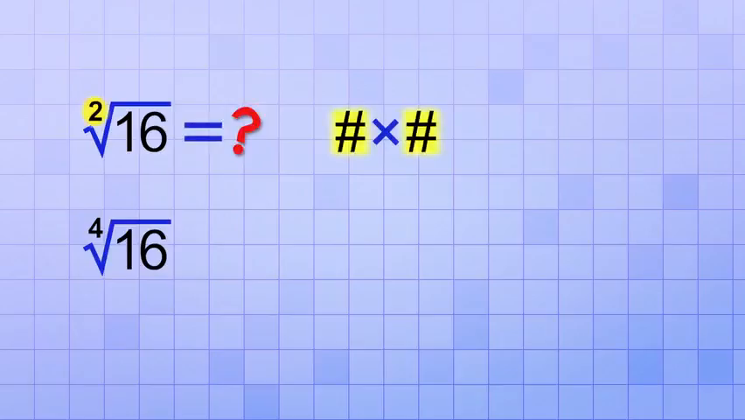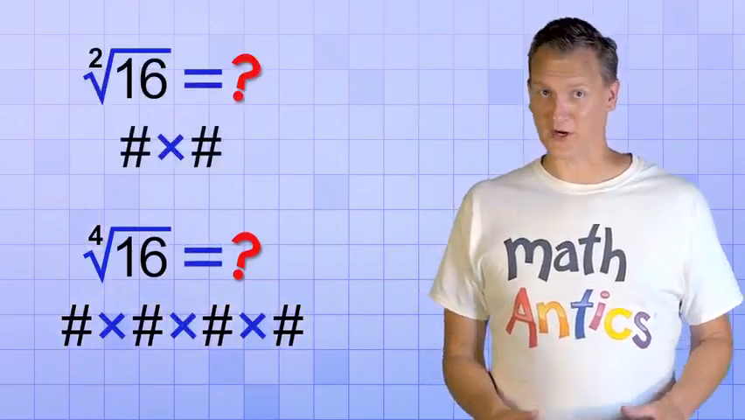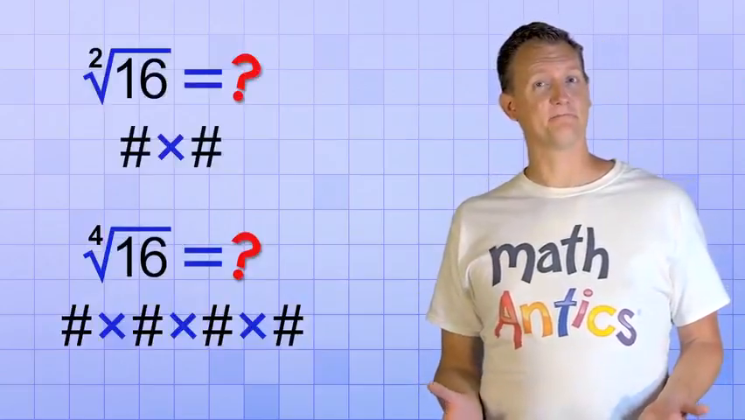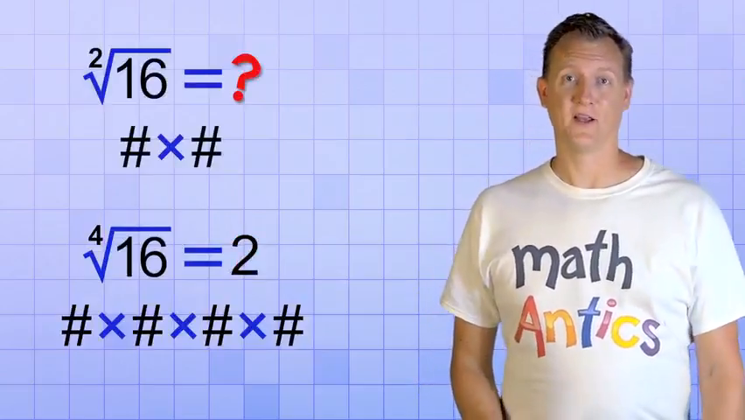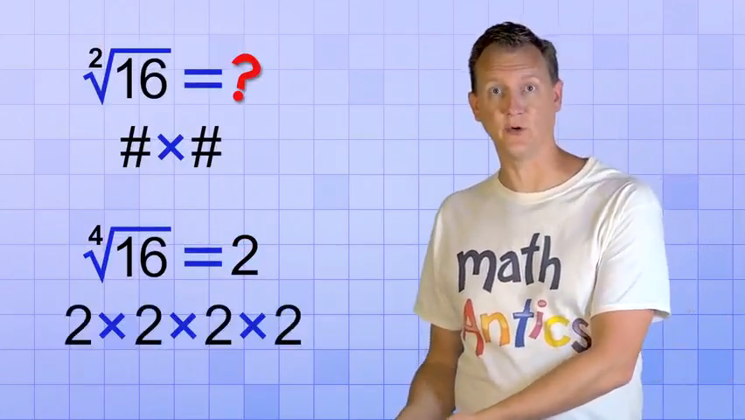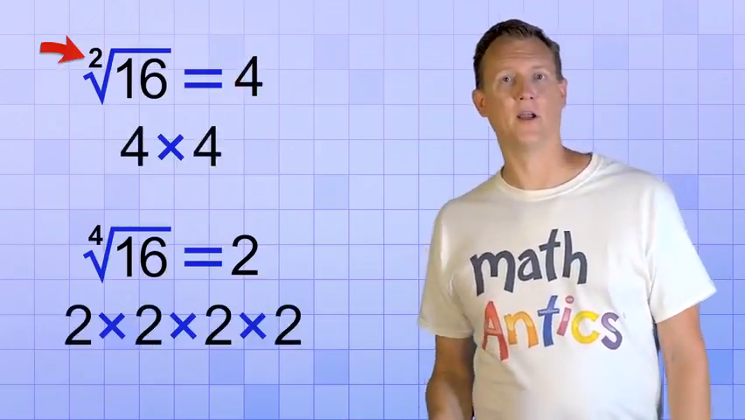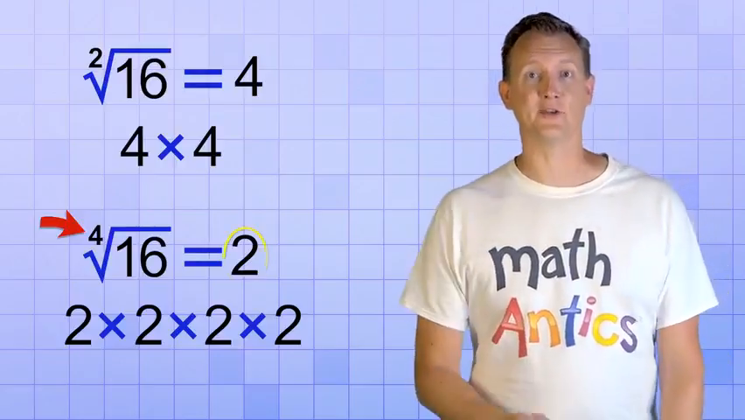Let's change the little 2 into a little 4. The first root was asking us to figure out what number we could multiply together 2 times to get 16. But this new root is asking us to figure out what number we could multiply together 4 times to get 16. That's a bit trickier, huh? Can you think of a number like that? Yep, the answer is 2. Because if you multiplied 4 2's together, 2 times 2 times 2 times 2, you get 16. So the second root of 16 is 4, but the fourth root of 16 is 2.